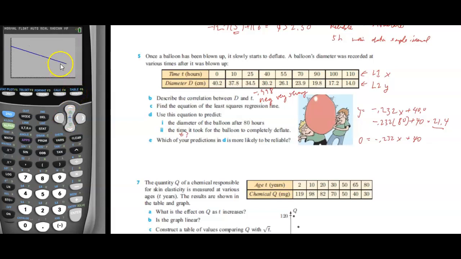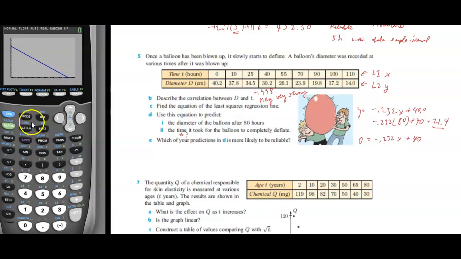Okay, negative correlation, so that makes sense, right? It's going down. And we want to know when the diameter of the balloon is 0. Remember, the diameter is the y value. So the y value being 0 is the x-intercept, and we can't even see the x-intercept right now. Let's make the x max a little bit bigger so that we can see it. I'll put 190.